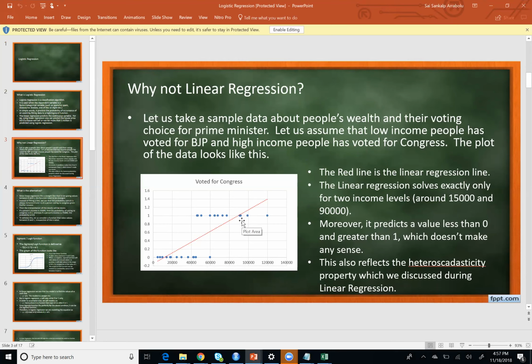So yes, pre-processing should be done, but it should be done such that there is no intermediate value. Someone can't vote for both BJP and Congress, right? Either they vote for Congress or they vote for BJP. So when you're trying to predict one of the two, you use logistic regression. But when you're trying to predict the number of votes for this Congress candidate, that's a continuous value, right? You have some values in between also.